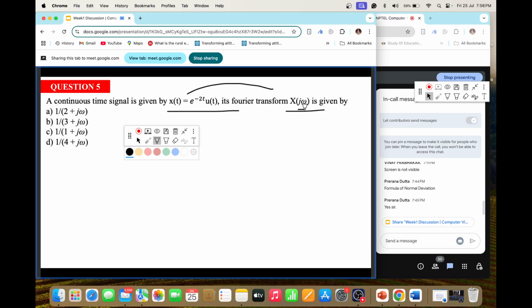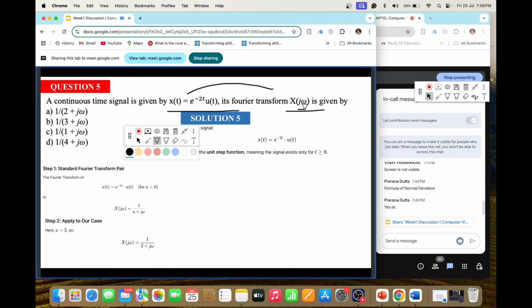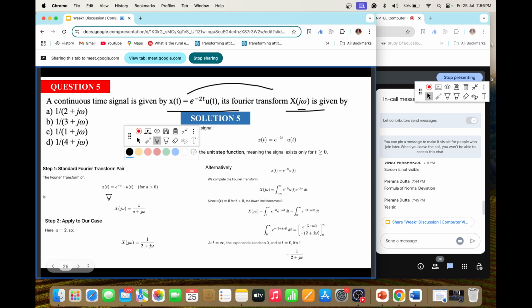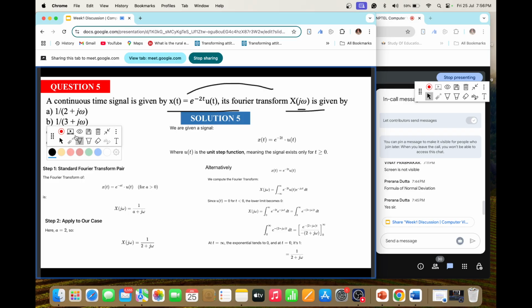Okay, so this is a simple question of the Fourier transform. This is a standard approach, so you need not look at it; it is better you do it with the simple formula. So this is your signal in the time domain, e^(-2t) u(t). u(t) is a unit step function. Unit step function means the signal exists only for t greater than or equal to 0. For t less than 0, there will be no signal at all. This is what u(t) stands for.